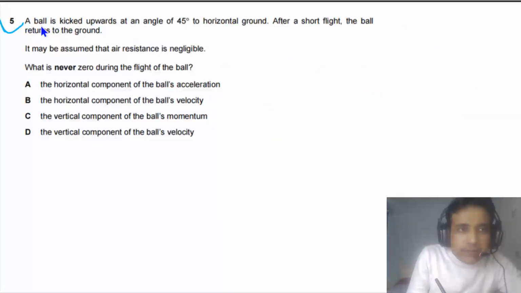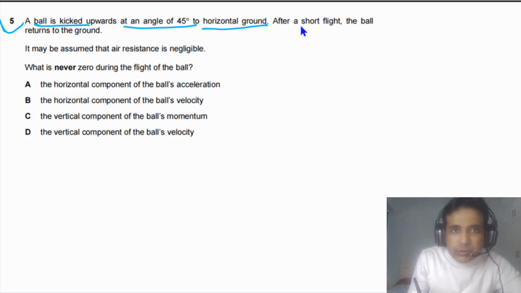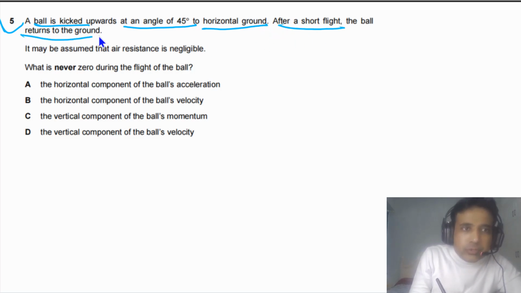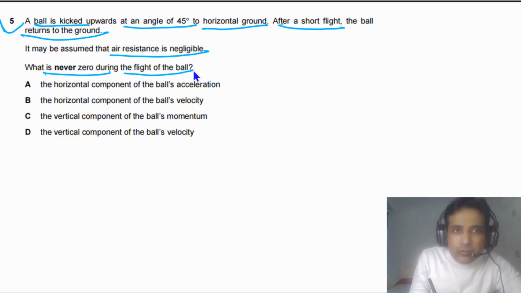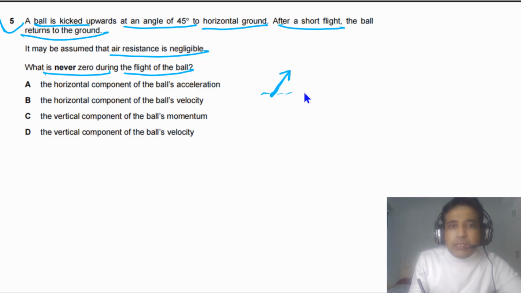Question number 5 says a ball is kicked upwards at an angle of 45 degrees to the horizontal ground. After a short flight, the ball returns to the ground. It may be assumed that air resistance is negligible. What is never zero during the flight of the ball? The best way to answer this question is to sketch. So the ball is fired at an angle of 45 degrees. So this angle is about 45 degrees.